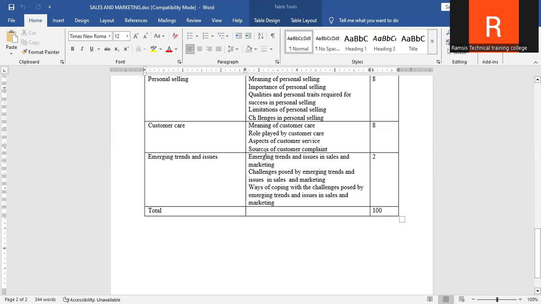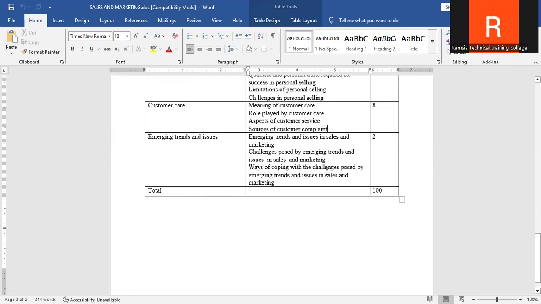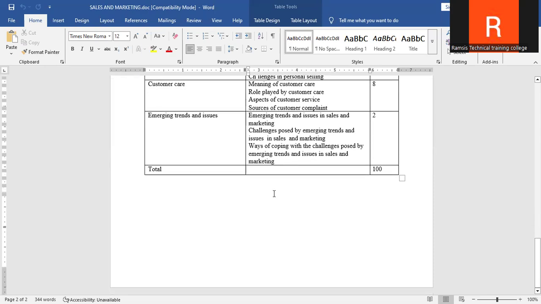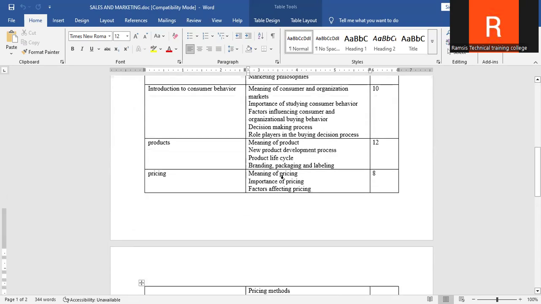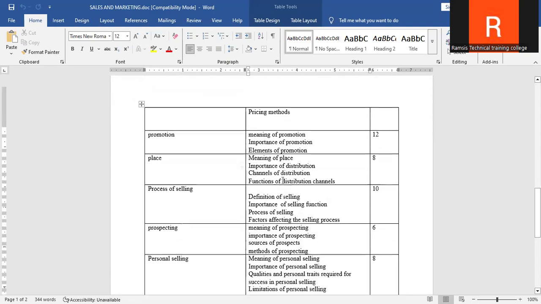We have got customer care, very important. So the meaning of customer care, role played by customer care, aspects of customer service, sources of customer complaints, and also emerging trends. We look at the emerging trends and issues in sales and marketing, challenges posed by emerging trends and issues in sales and marketing, and also ways of coping with challenges posed by emerging trends and issues in sales and marketing. So basically, these are the topics we are going to cover.